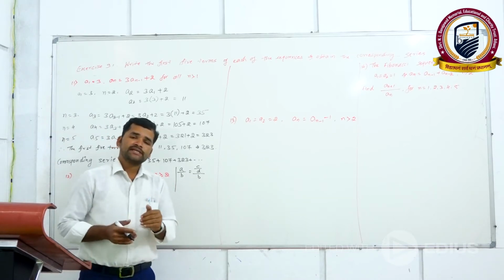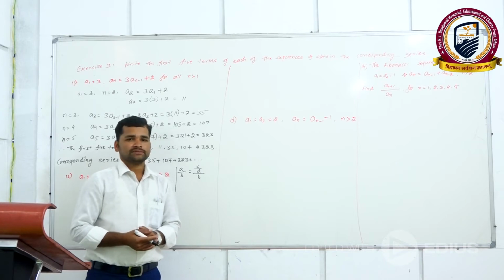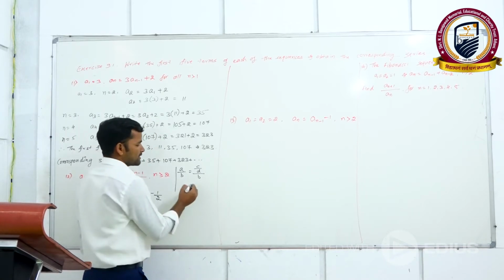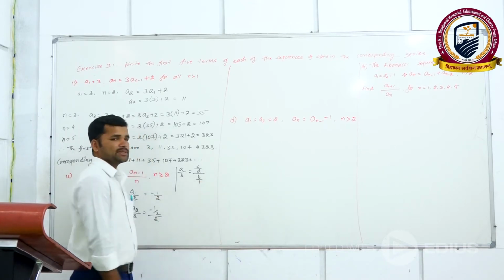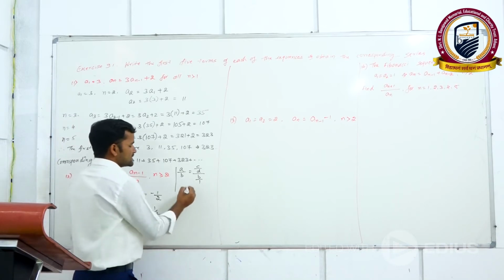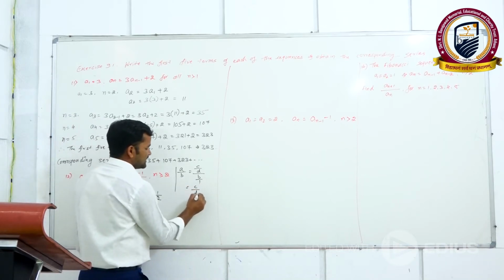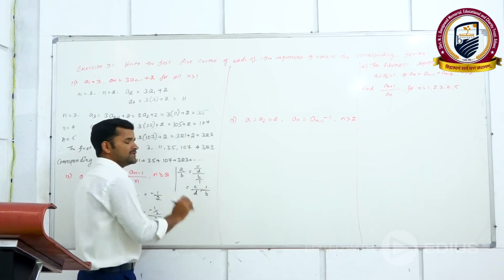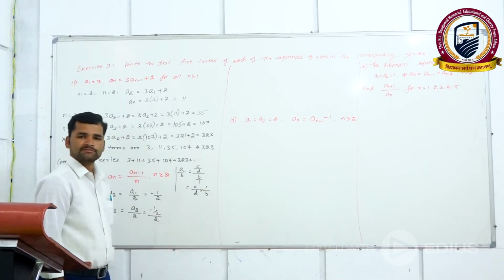Denominator also you write it in the form p by q. Means you write b by 1 here. Then this is nothing but c by d into 1 by b. This is how we should simplify.